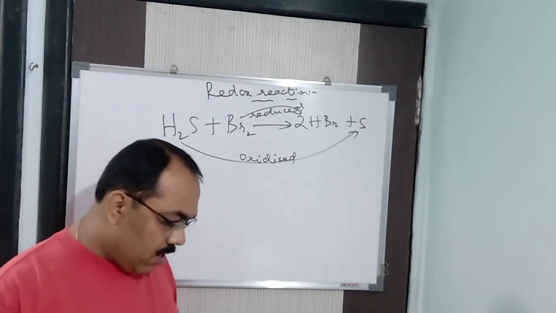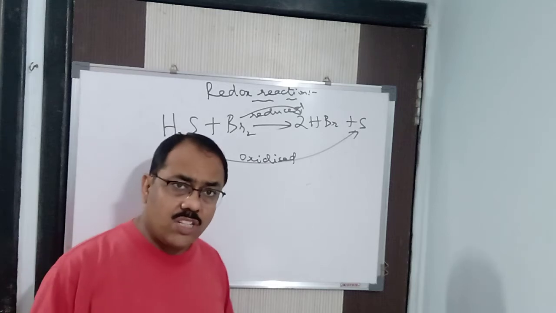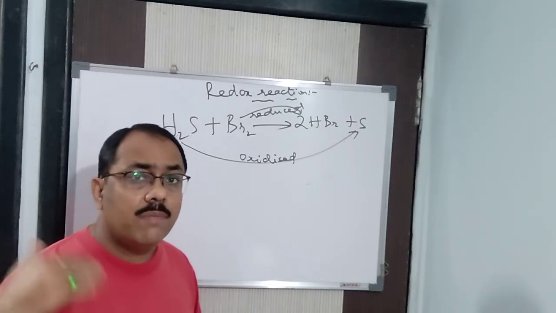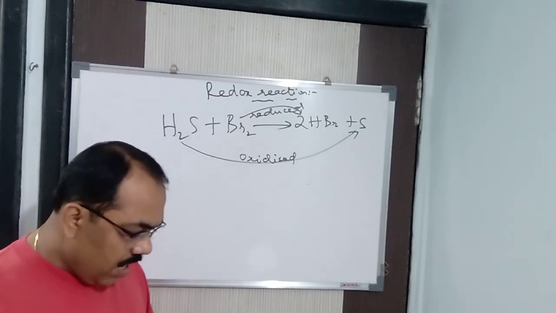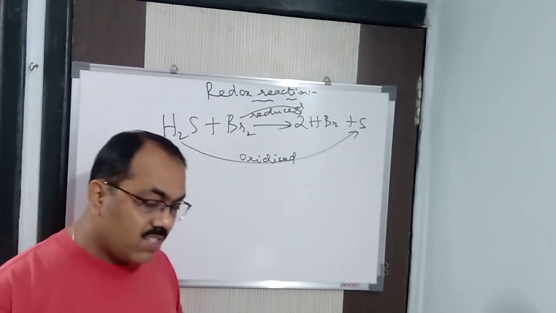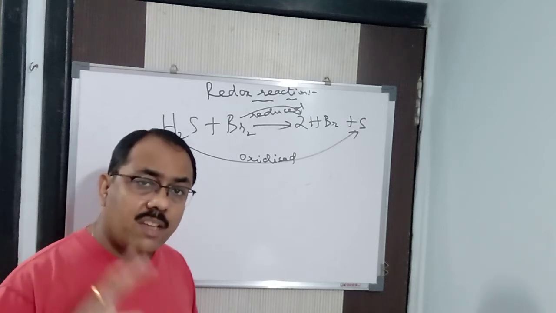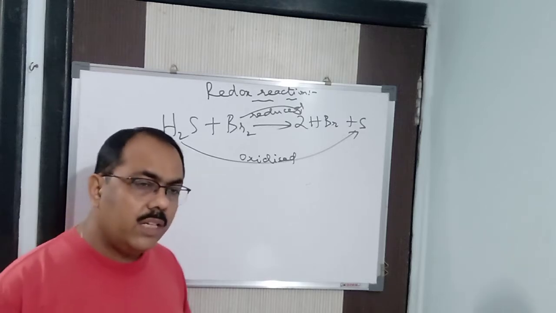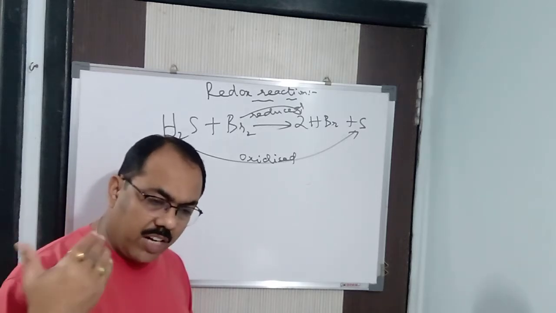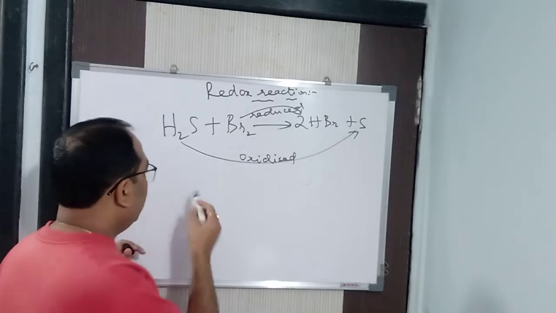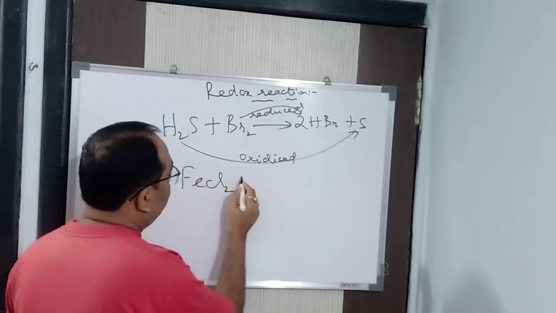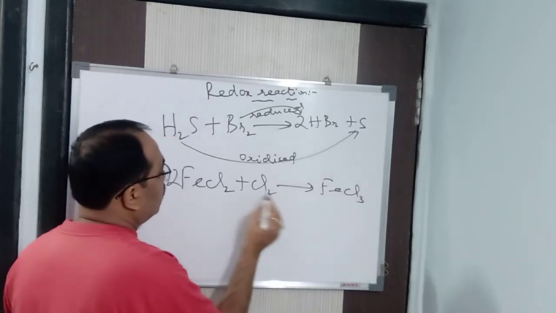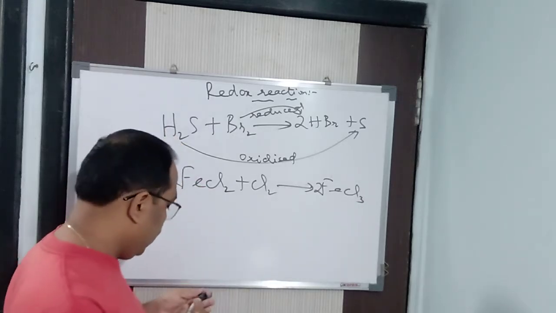Now the substance which helps in oxidation is called an oxidizing agent or oxidant. An oxidizing agent or oxidant is a substance which supplies oxygen or any other electronegative element. For example, as I said, FeCl2 plus Cl2 gives FeCl3. I'll balance it of course: 2FeCl2 plus Cl2 will give you 2FeCl3.